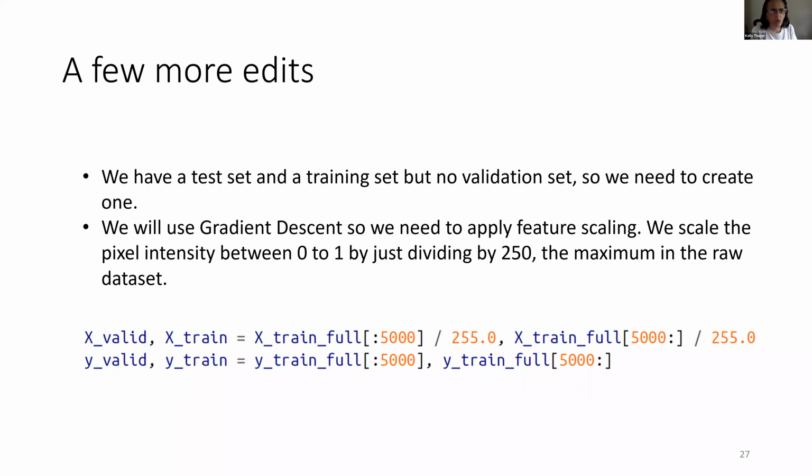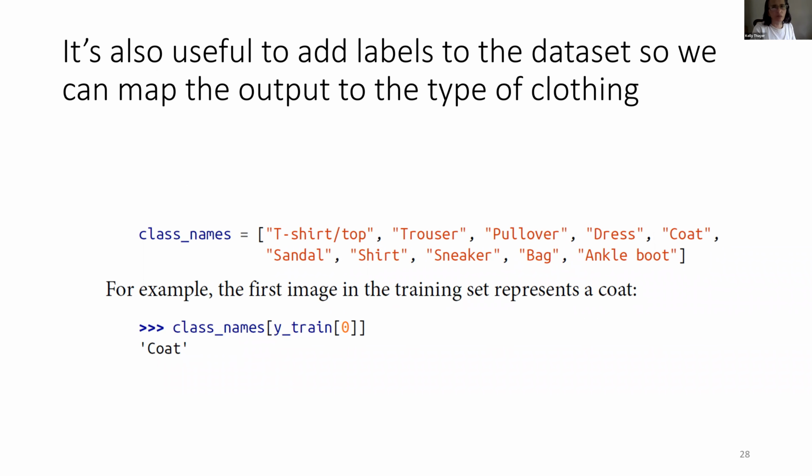Our data set may need a few more edits. We have a test set and a training set, but no validation set as we have done it so far. So we would like to create one. We will use gradient descent, so we need to apply feature scaling. We'll scale the pixel intensity to be between 0 and 1 by simply dividing by the maximum, 255, so that basically they all get turned into percents on a scale. So here we are going to get the X and Y value data. We have the validation and train data sets built off of the previous ones, making these modifications that we have just noted. It's also useful to add the labels to the data set.